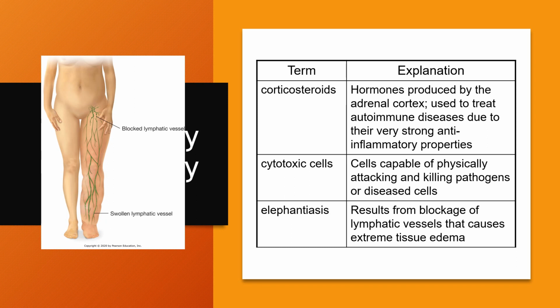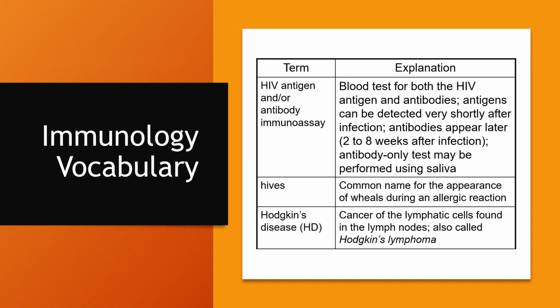Elephantiasis results from the blockage of lymphatic vessels, and this causes extreme tissue edema. HIV antigen and/or antibody immunoassay is a blood test for the HIV antigens and antibodies. Antigens can be detected very shortly after infections, and then antibodies tend to appear 2 to 8 weeks after someone's infected with HIV. An antibody-only test can be performed using saliva.